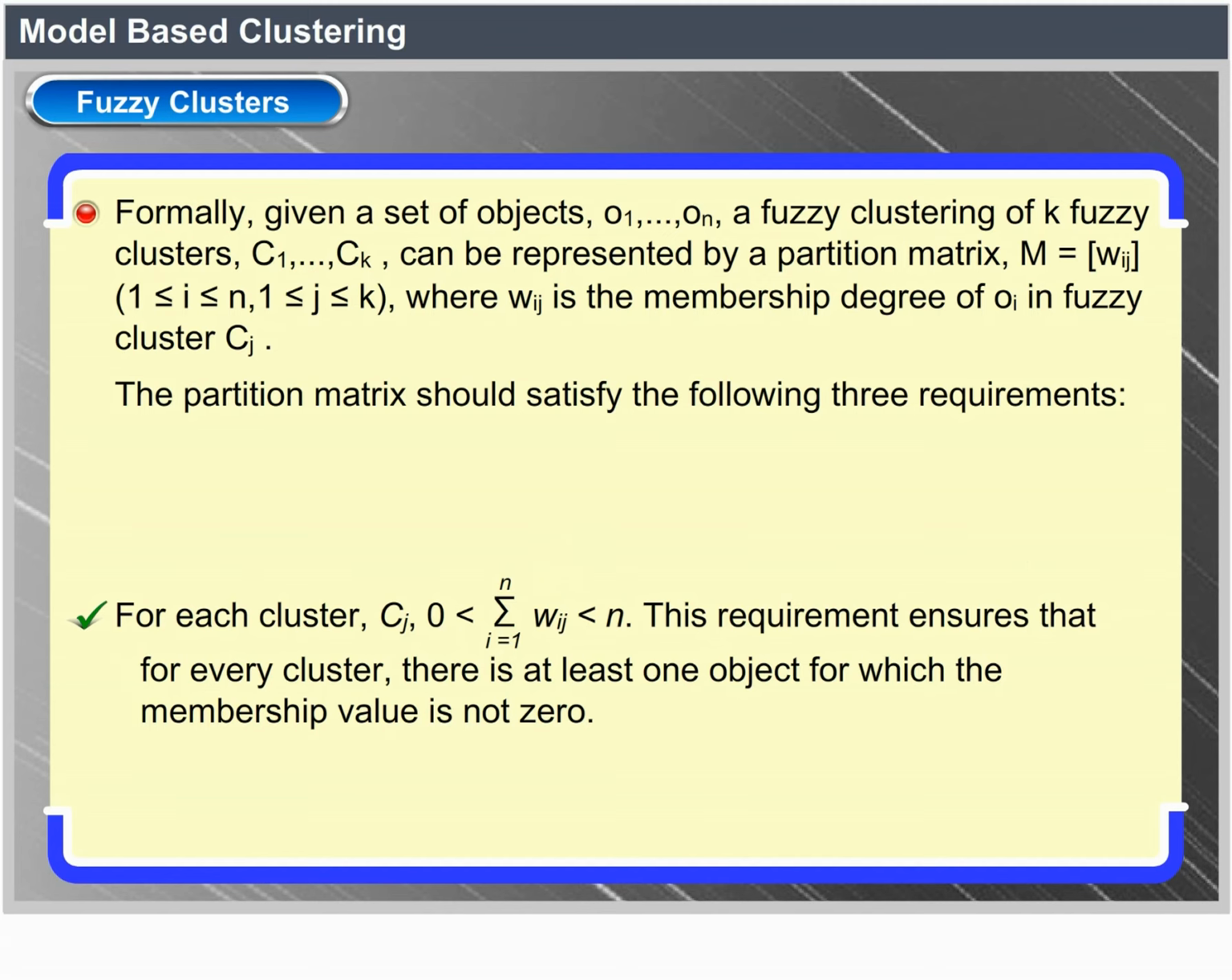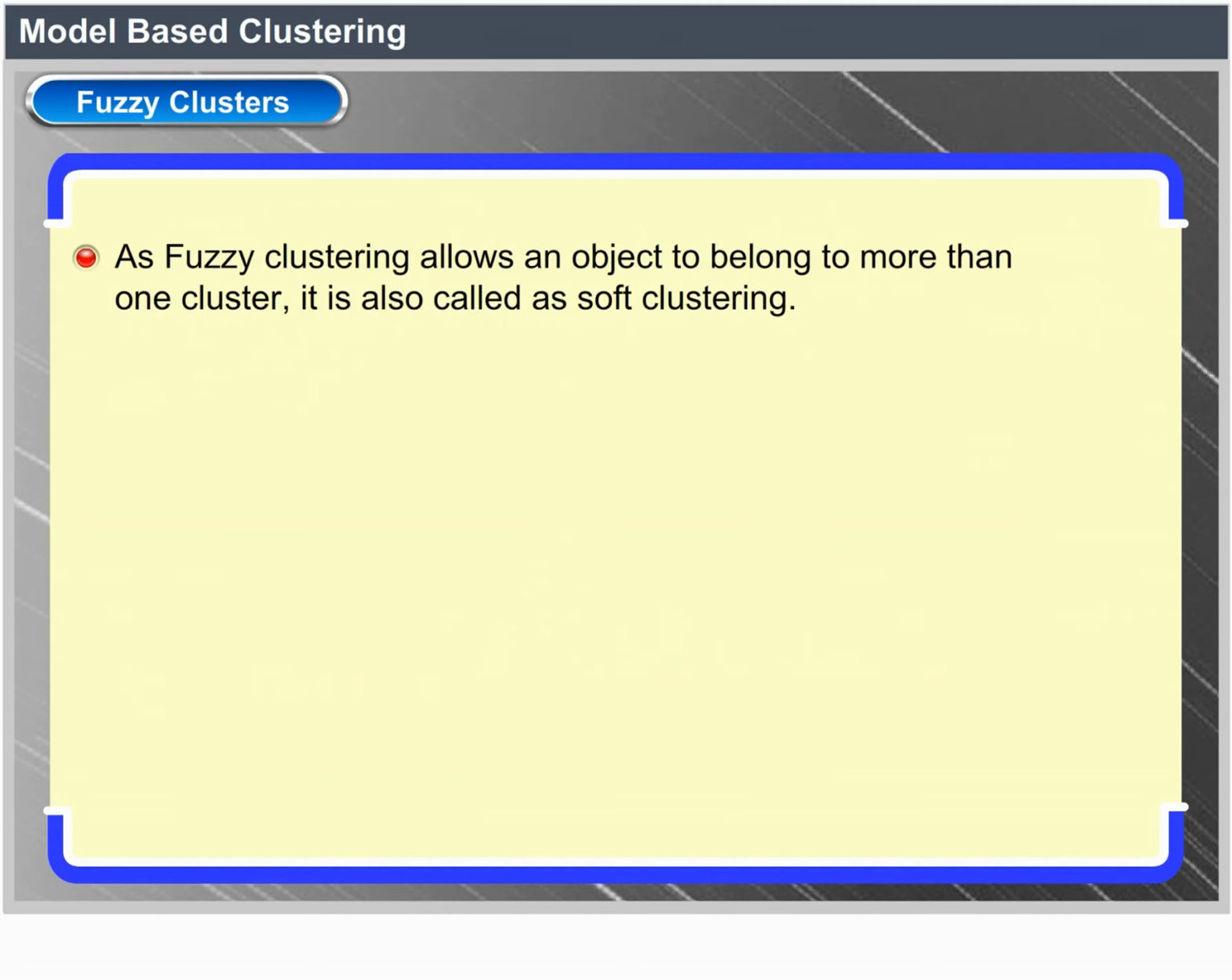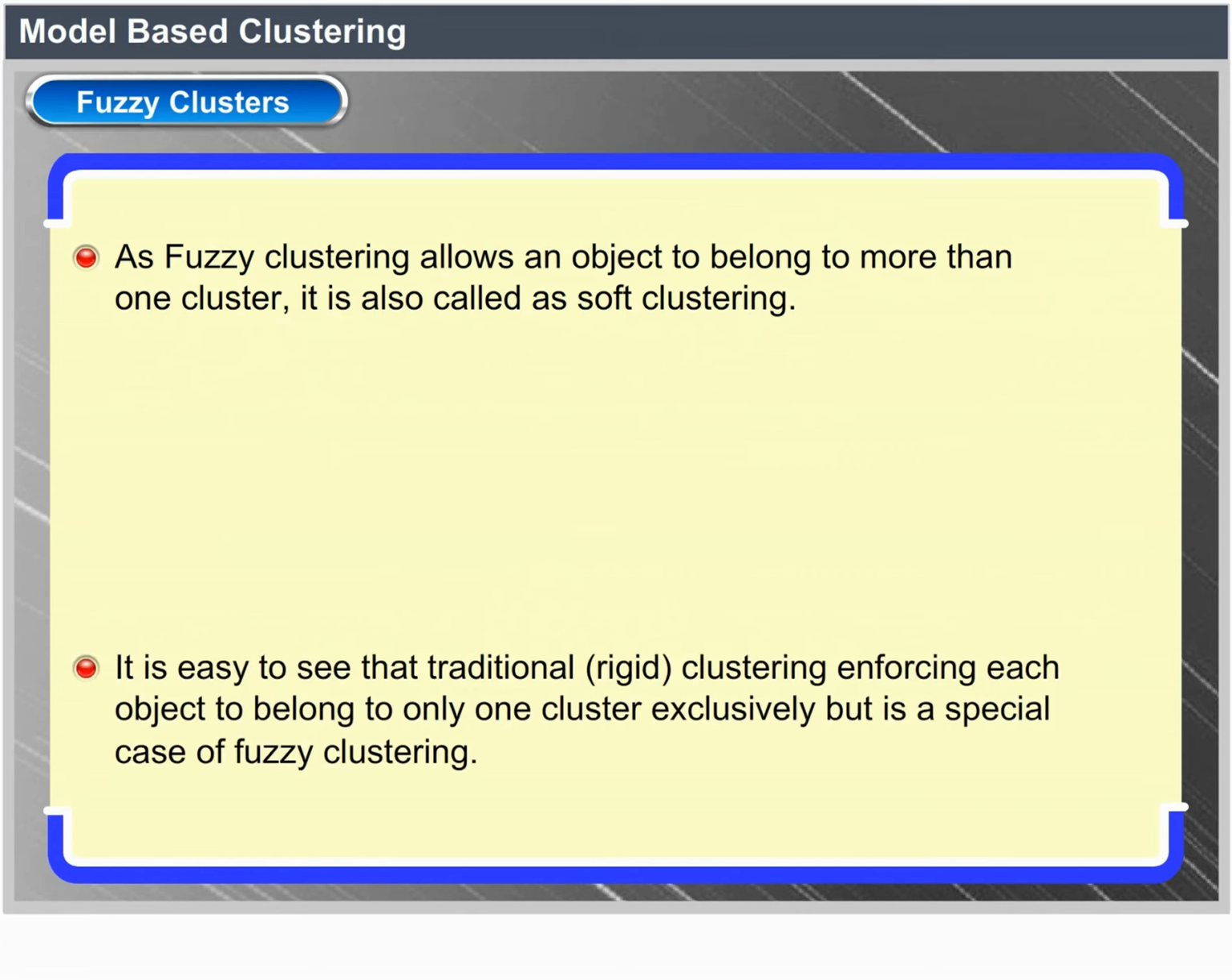Fuzzy clustering is also called soft clustering because it allows an object to belong to more than one cluster. It is easy to see that the traditional, rigid clustering, which enforces each object to belong to only one cluster exclusively, is a special case of fuzzy clustering.